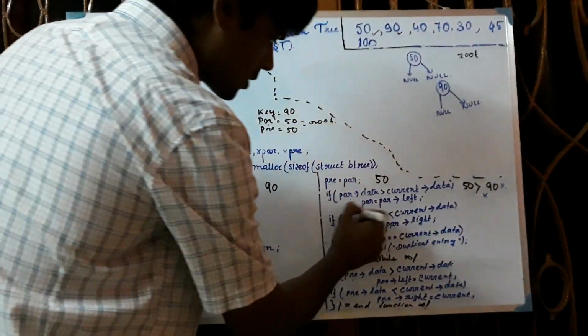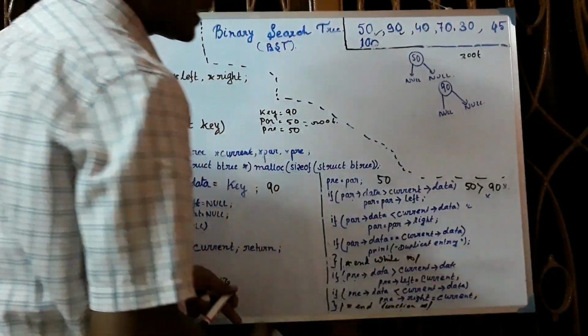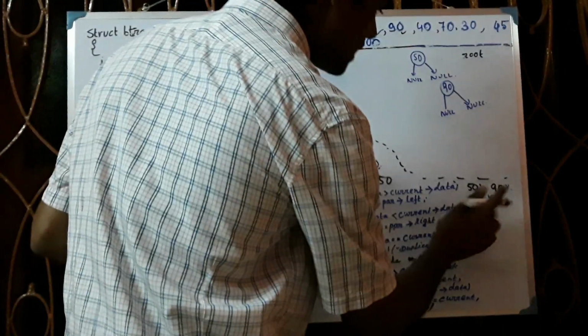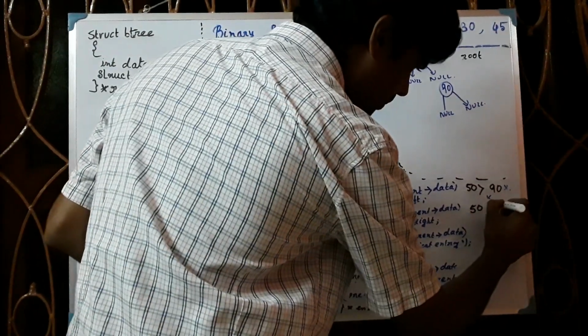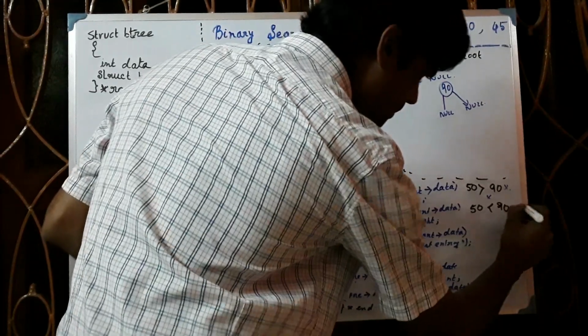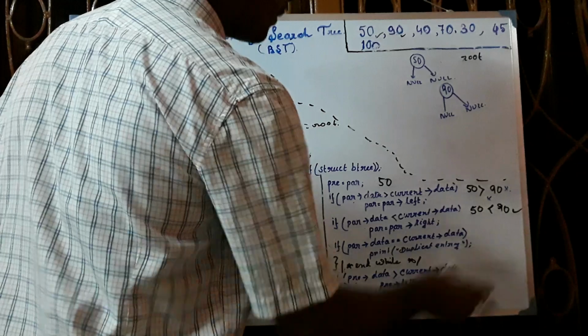If the condition is false, then I am not looking at this part also. Which one do I have to see? This one. Now par data is less than current data. That means par is my 50 and current is my 90. Now this one is true, right? This one is true. So par equal to par arrow right.